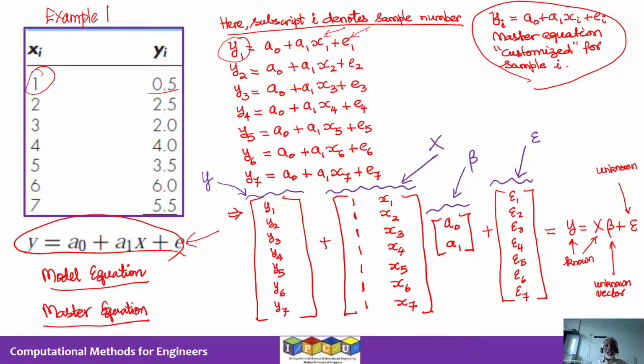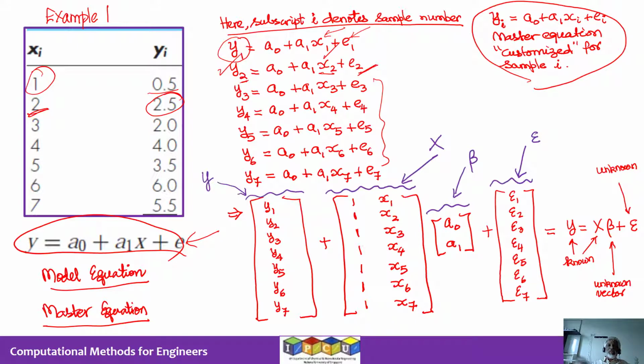Now, when you come to the second sample point, I will write y2, 2 indicating it's for the second sample. I am writing the master equation for the second sample in particular. So y2 is equal to a0 plus a1 x2 plus e2. x2 has a numerical value of 2 here, and y2 has a numerical value of 2.5. So we know x2 and y2. We concede there is going to be an error, which we denote by the symbol e2, but we do not know what it is. So if you continue this process, you can write these equations for experiments 3, 4, 5, 6, and 7.